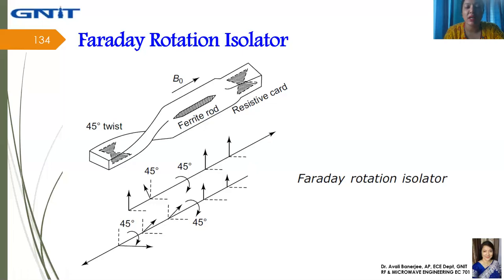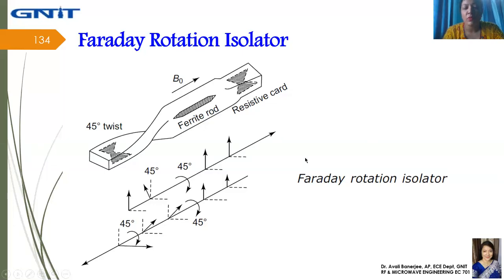Typical insertion loss is approximately 1 dB and isolation is 20 to 30 dB for these isolators. Isolators are also available in coaxial and microstrip forms. So this is the basic concept of the Faraday rotation isolator.